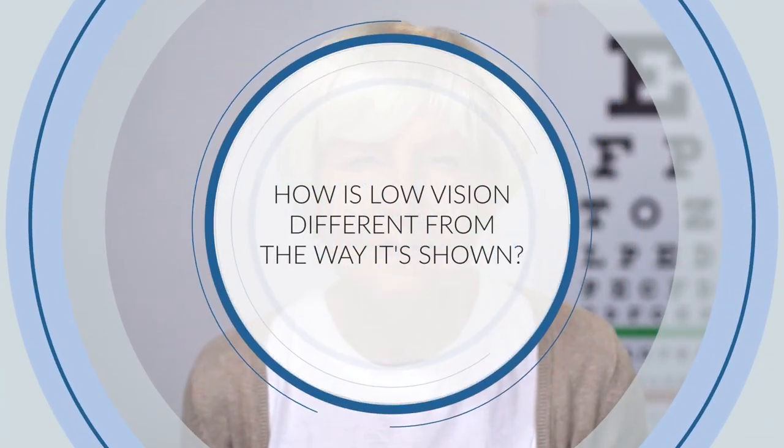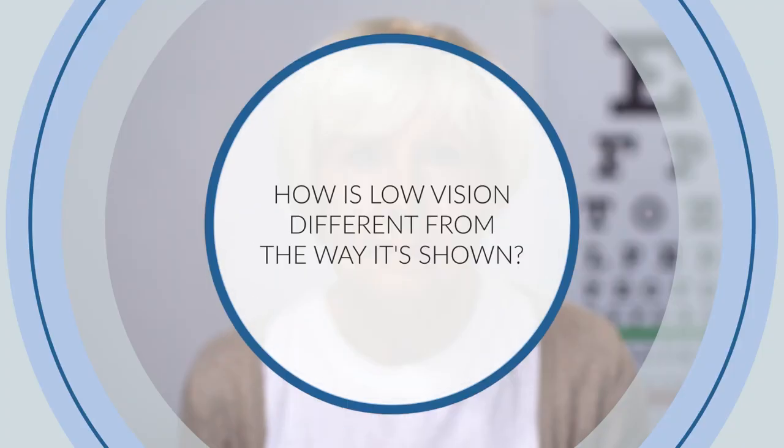How is low vision different from the way it's shown? If you look at images depicting things like macular degeneration, diabetic retinopathy, or hemianopia, these images are extraordinarily misleading for two reasons. The first reason is that they take a filter of some sort and apply it to a photograph.